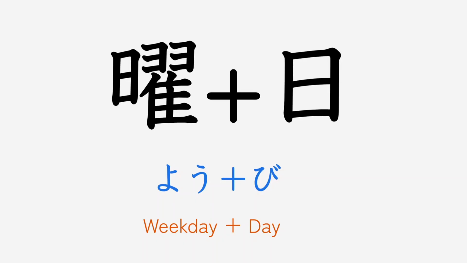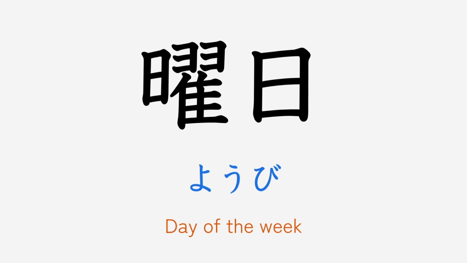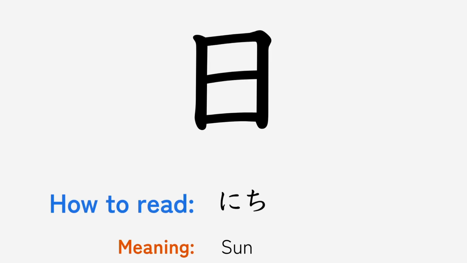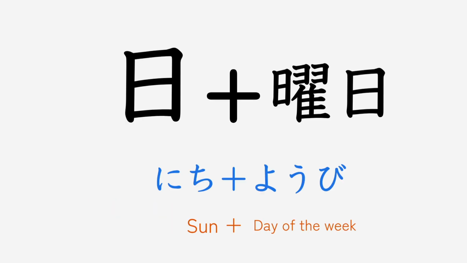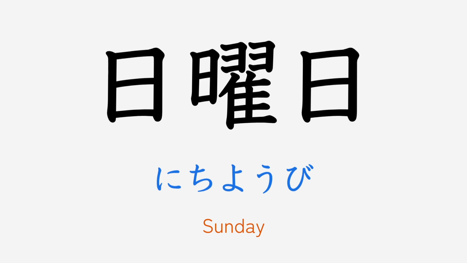よ means weekday. び here is day. Together, 曜日 means day of the week. 日 this kanji also means sun. Sun plus day of the week equals 日曜日 Sunday.